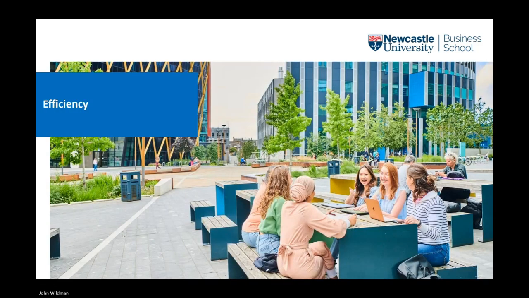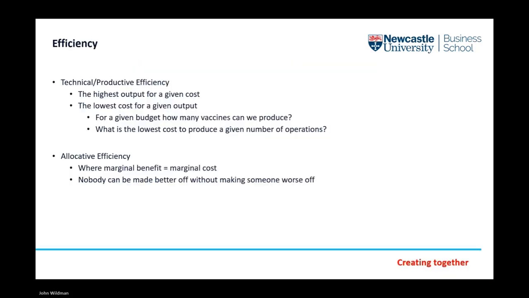So that brings us on to efficiency, which is probably the crucial part, and a crucial part of economic evaluation. So we can think of two types of efficiency. One is technical, or productive, efficiency. Those terms are used interchangeably. And we can consider this one of two ways. We can either say the highest output for a given cost or the lowest cost for a given output. They're the same thing. If we achieve either of those, we will be technically efficient, productively efficient.